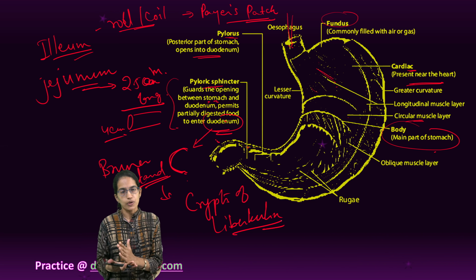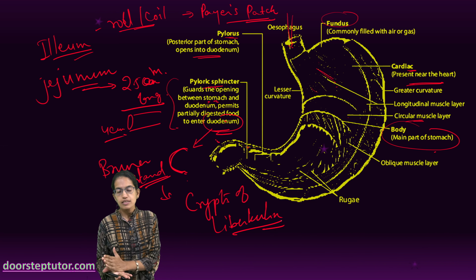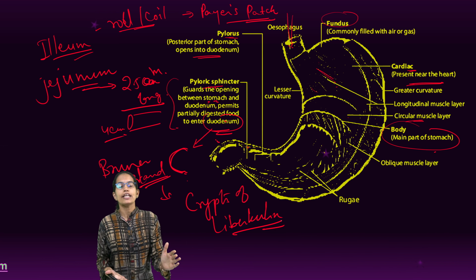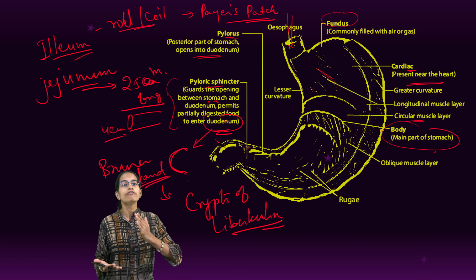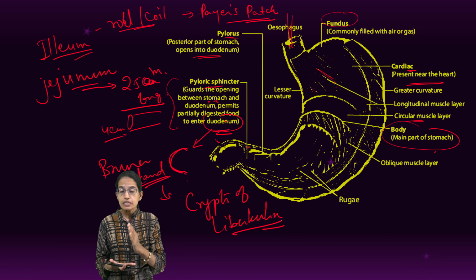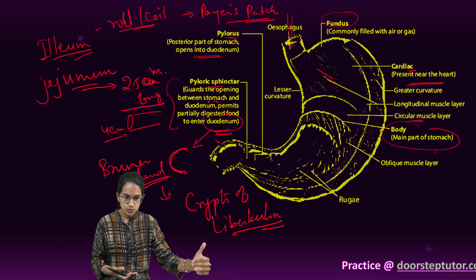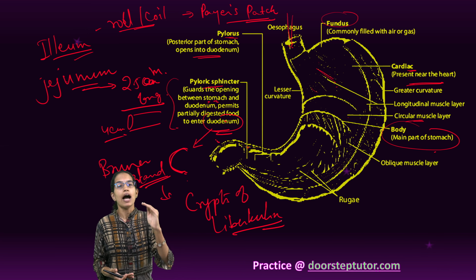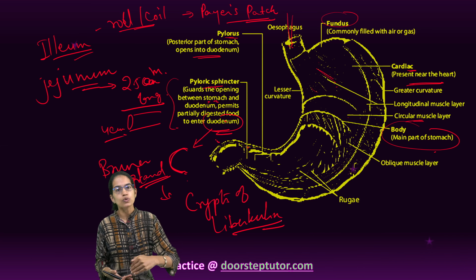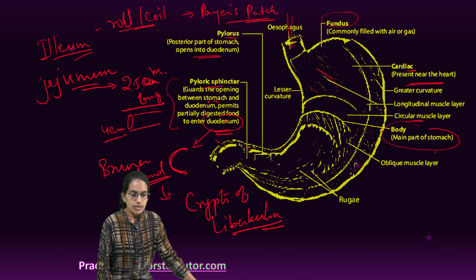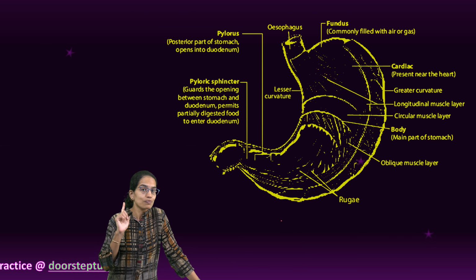Now, what are the important questions? Fundus is a part of the stomach. What is the Pyloric Sphincter? Which 2 areas does it connect? Peyer's patch is present in the ileum. Brunner's gland is related to the duodenum, and Brunner's gland empties into the crypt of Lieberkuhn. Now, these were the parts of the small intestine.